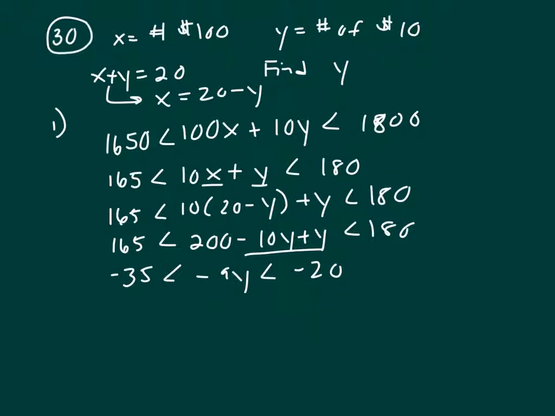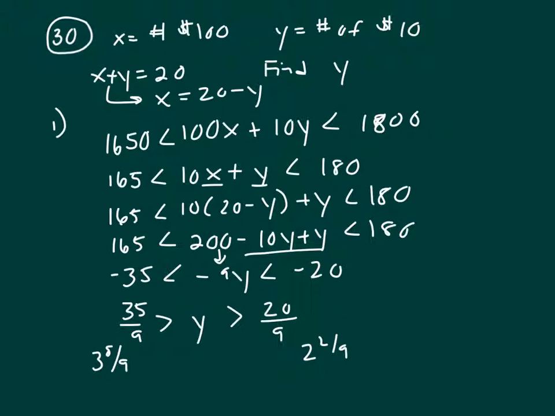Now we're going to divide everything by negative 9 because we want to get y here in the middle. So that's going to be a positive 35 over 9. When you divide an inequality by a negative number, you have to reverse your inequality symbols. So 35 over 9 is greater than y, which is greater than a positive 20 over 9. Well, 35 over 9: 4 times 9 is 36, so this is 3 8/9, because 9 will go into 35 three times with 8 left over. And 9 will go into 20 twice with 2/9 left over.